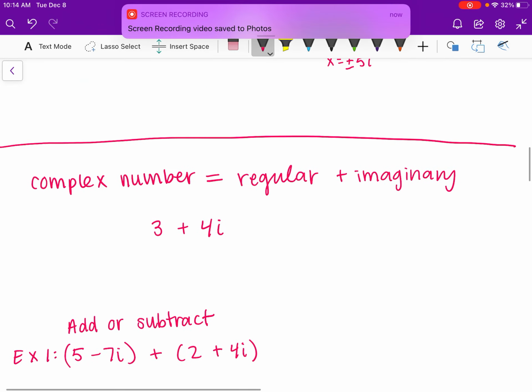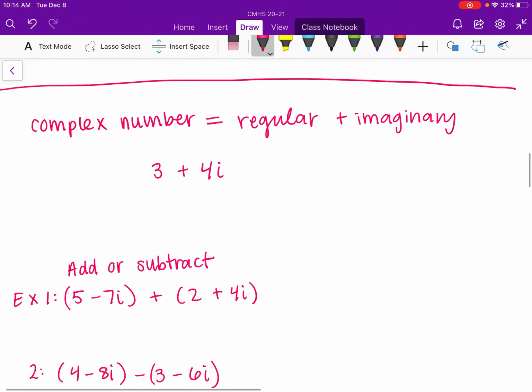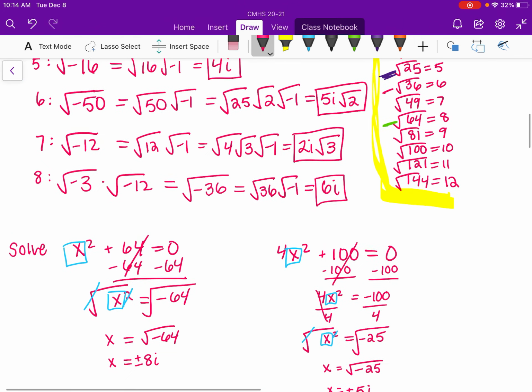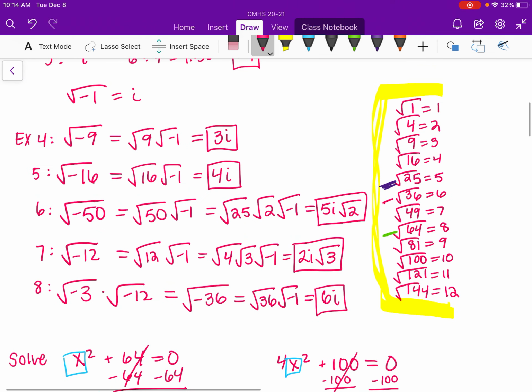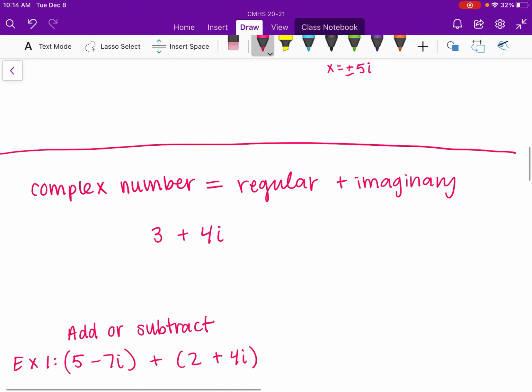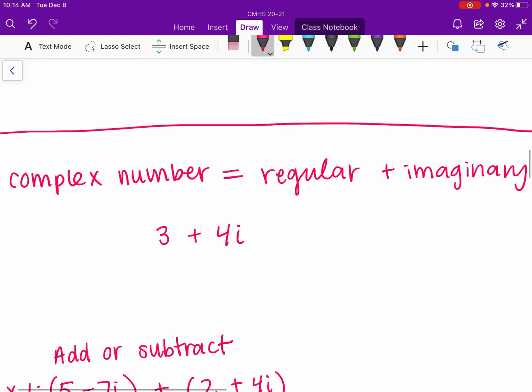Here we are today at part 2 of these complex and imaginary numbers. So these are called imaginary numbers. Here's what we did before. These are called imaginary numbers. Complex numbers are when you have a regular number and an imaginary number added or subtracted together.